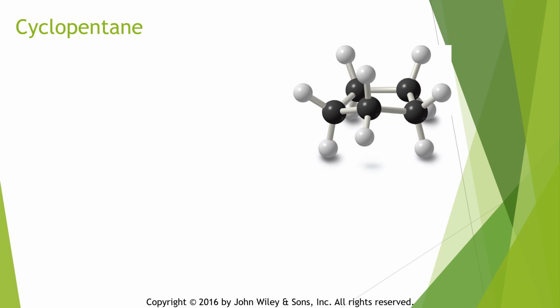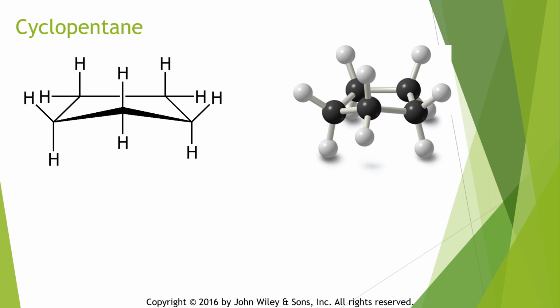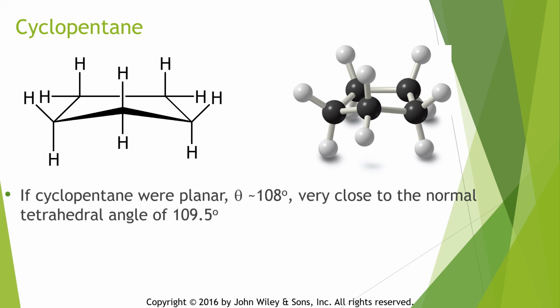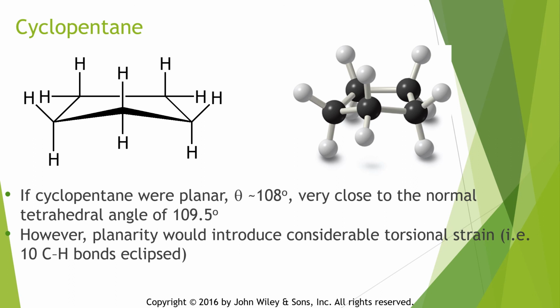Now, cyclopentane is really cool. It has this form called an envelope form. Most of the carbon atoms are more or less planar with each other, but by popping one of the carbon atoms out of plane, it allows enough rotation around these bonds that you don't have direct overlap between all those hydrogens. So that's what we're seeing here with that carbon popped out. If cyclopentane were planar, the bond angle would be 108 degrees, which is really close to the normal tetrahedral angle. But it would still have all 10 carbon-hydrogen bonds eclipsed, which is problematic.